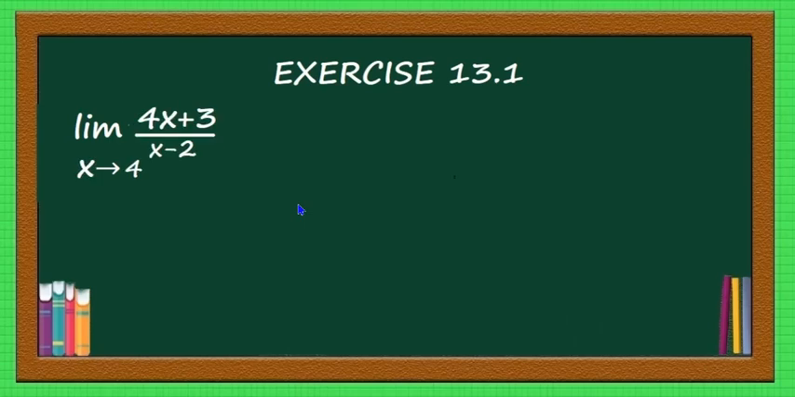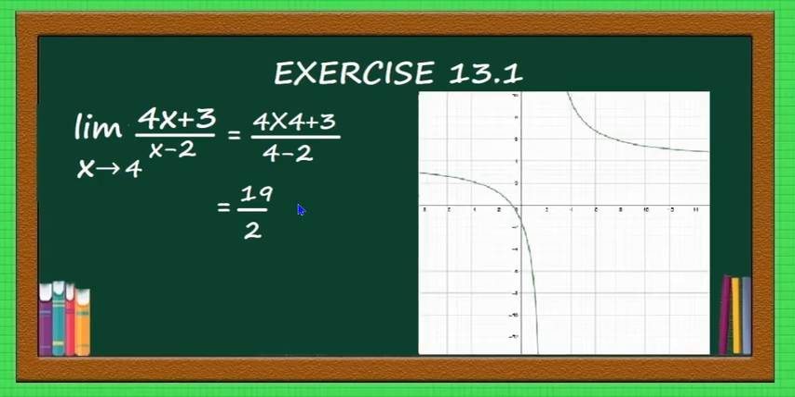And limit x tending to 4 of 4x plus 3 divided by x minus 2. And here put x equal to 4. You will get 4 into 4 plus 3 divided by 4 minus 2, 16 plus 3, 19 divided by 2. And just see the graph of the function, and it is like this. As x is approaching 4 either from left side or right side, f of x is approaching 19 by 2. This is the meaning of this.